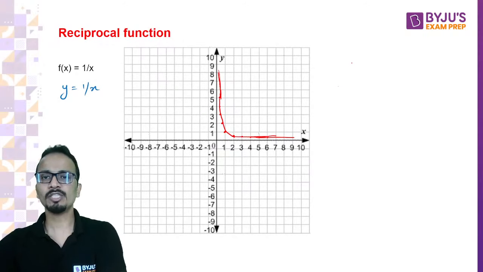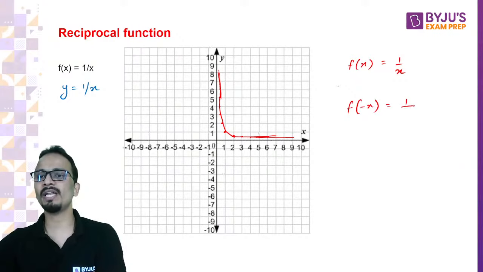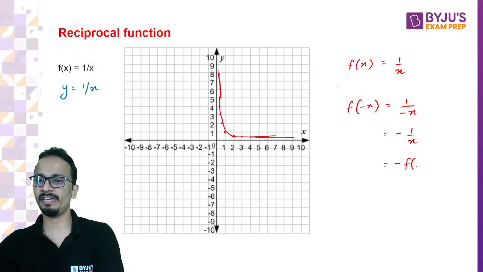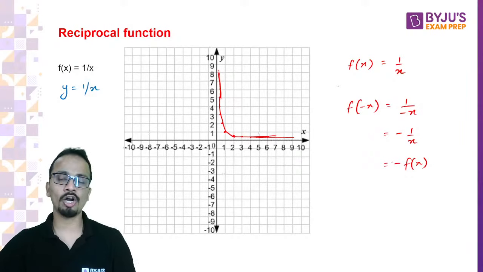Okay, now this function f of x is equal to 1 upon x. If I calculate f of minus x, this will come out to be 1 upon minus x, or minus 1 upon x, or minus of f of x. So yes, I can say that this is an odd function.